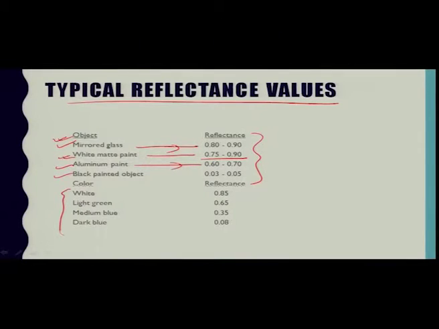When we use paint colors on a wall, even if the color is white, the reflectance is 0.85. If it is green, it is 0.65, and likewise for medium blue or dark blue. So these are the values. You can take them from here if some calculation needs to be carried out while estimating the reflectance value of a particular surface that has been coated with some color or some material.